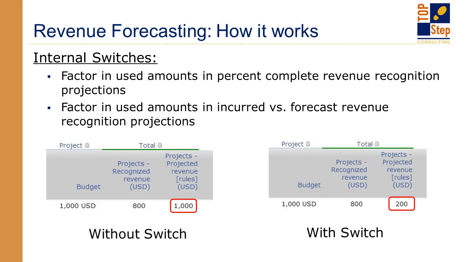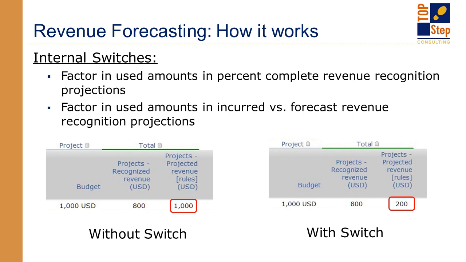And so using that internal switch that we just discussed will alter your results. So I've got a couple examples here to take a look at. And this is why the consideration must be made, again, based on how you want to and need to see the forecasting data based on your different percent complete calculations and forecasting.